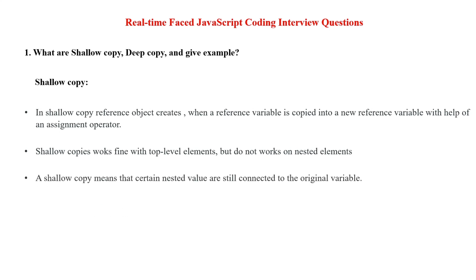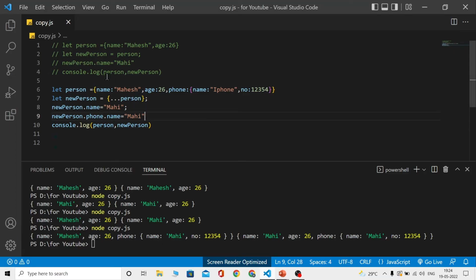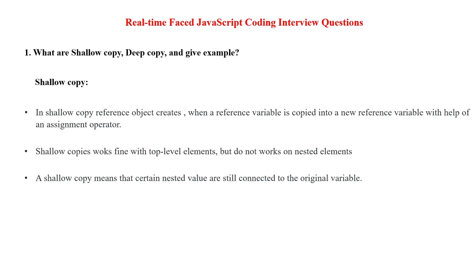Shallow copy means that certain nested values are still connected to the original value, so that some values of the new person object are still connected with the person. Those values are nested variables, so nested elements. Why like that? The original and new reference variable point to the same object memory. That is the reason it will be pointing to the same object memory.